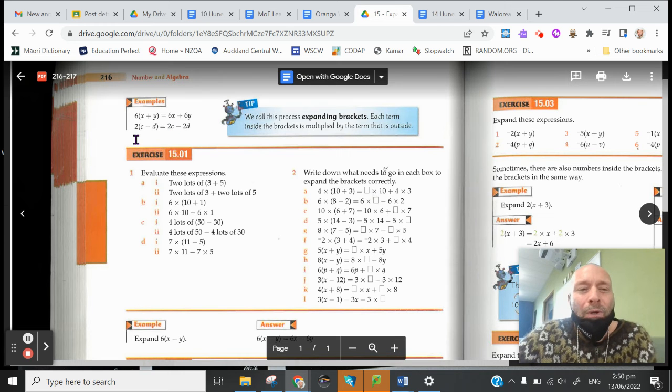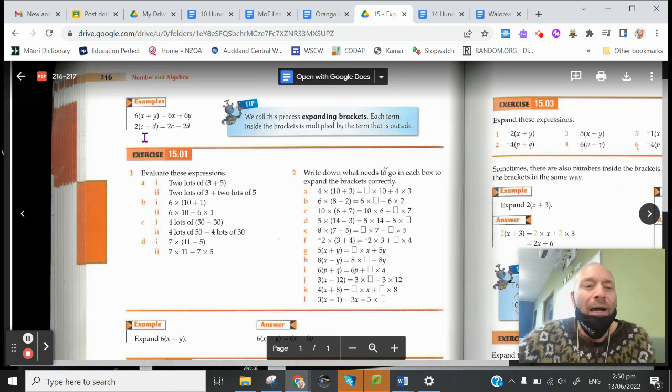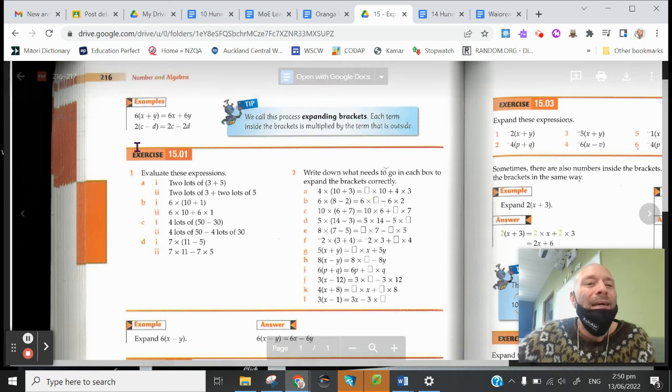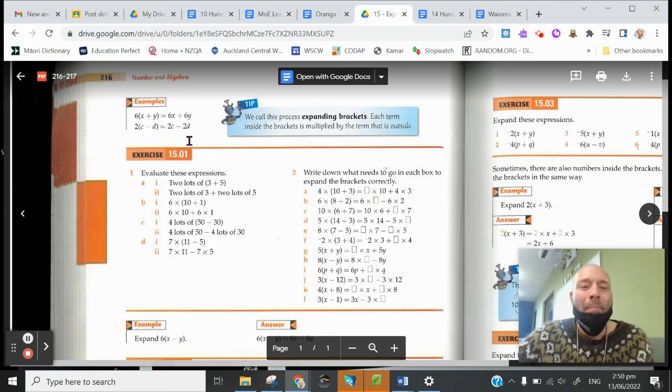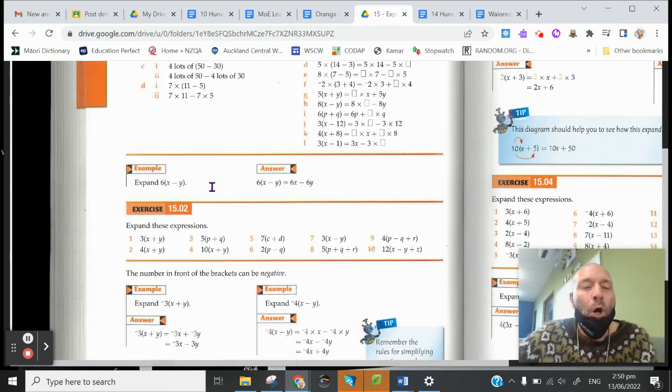Next one, 2 times the quantity c minus d. So everything inside the brackets is multiplied by what's before the brackets. 2 times c, 2c. 2 times minus d, minus 2d. Now you're ready for exercises 1501.